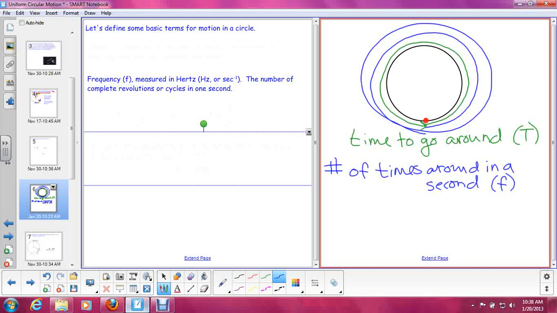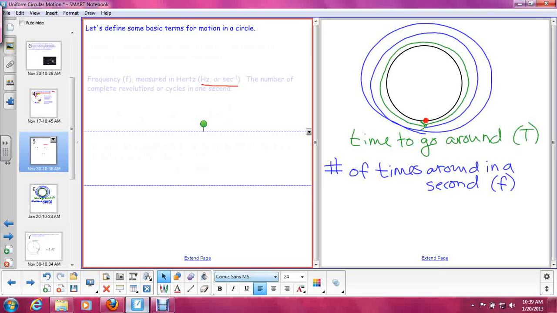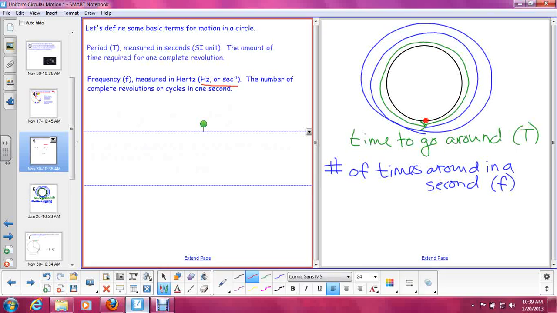Now, we are measuring the number of times around in a second, which is a weird unit. It turns out the unit for frequency is an inverse second. It's 1 over a second, and we call that a hertz. So the frequency of an object is measured in hertz, Hz.